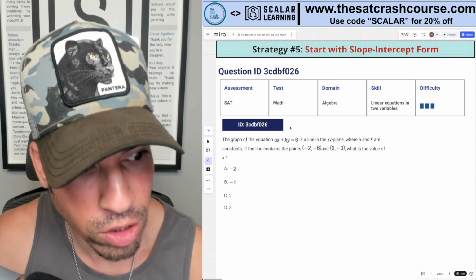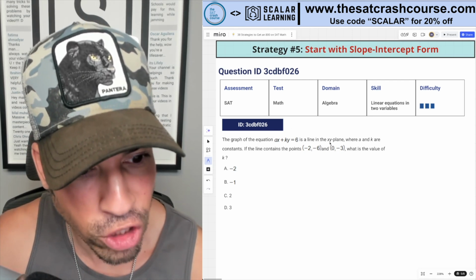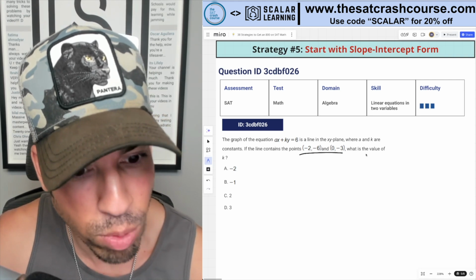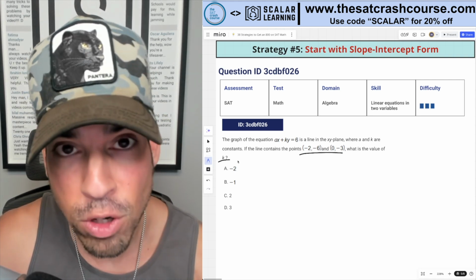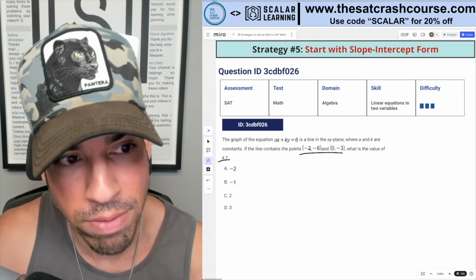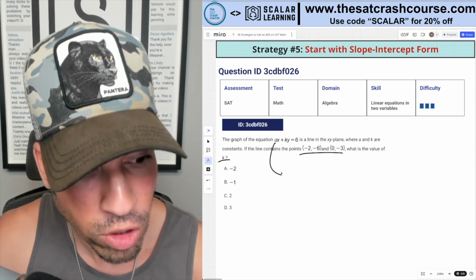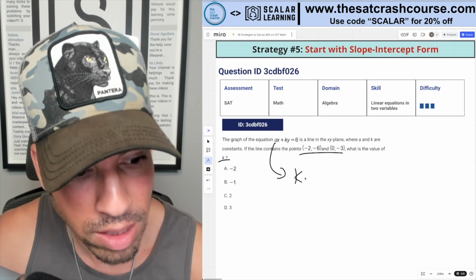This is for linear equations in 2 variables. So it says the graph of the equation here lies in a plane where a and k are constants. If the line contains these 2 points, what is the value of k? So the first thing I'm going to do is put this into slope-intercept form. And this is a great thing to do with a lot of linear equation problems, and you're going to see why. So first, let's isolate y.